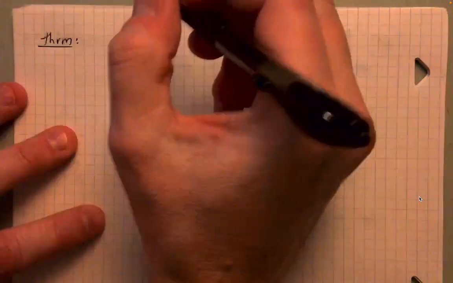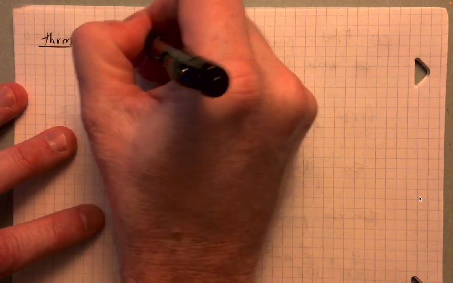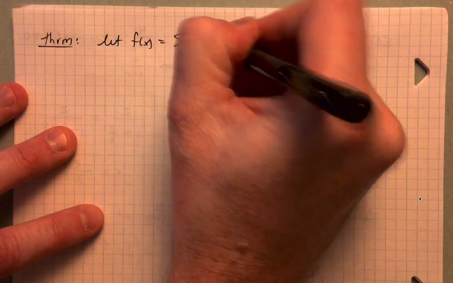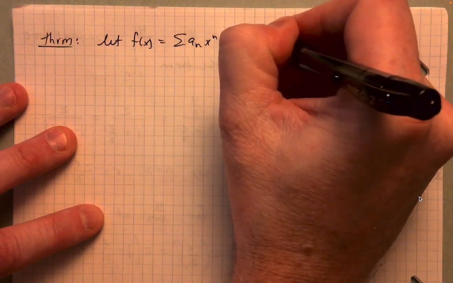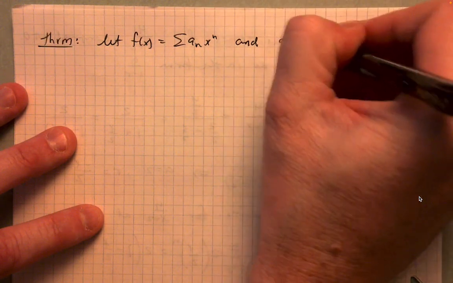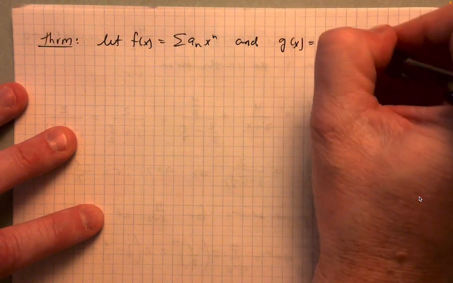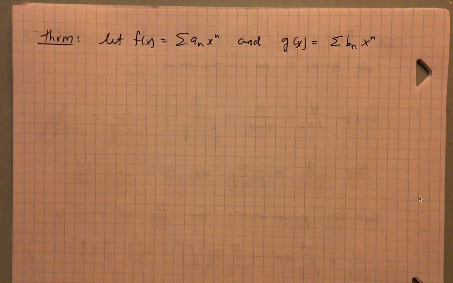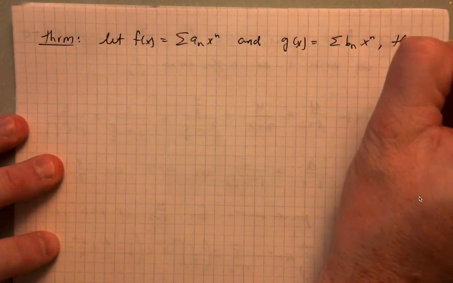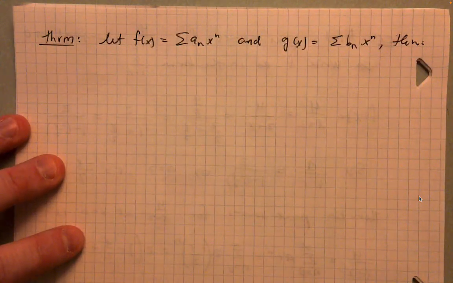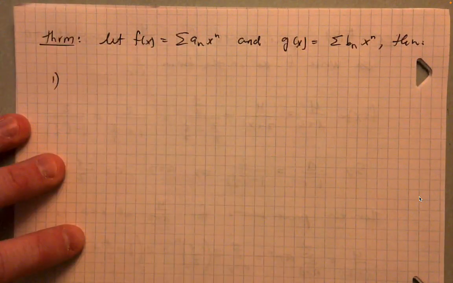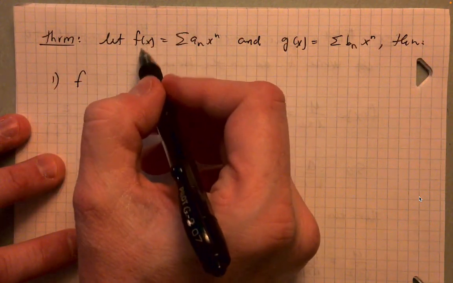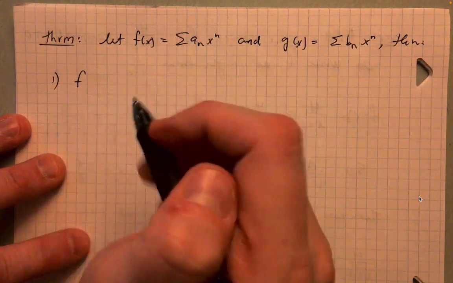So theorem, let's let f of x equal the sum a of n x to the n, and we'll let g of x equal the sum of b of n x to the n. Okay, so these are two power series. Then there are a couple things here. So first, we can plug in an x, but what if we plug in k times x?